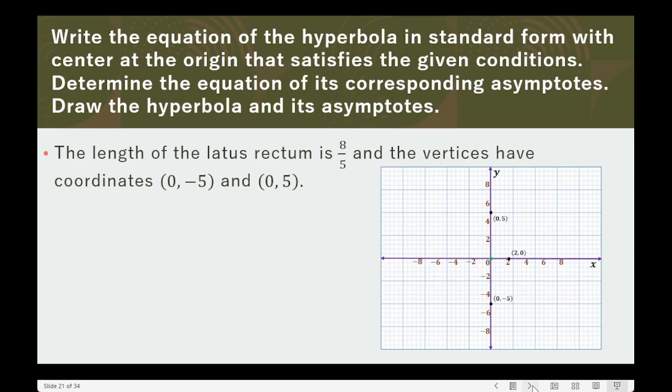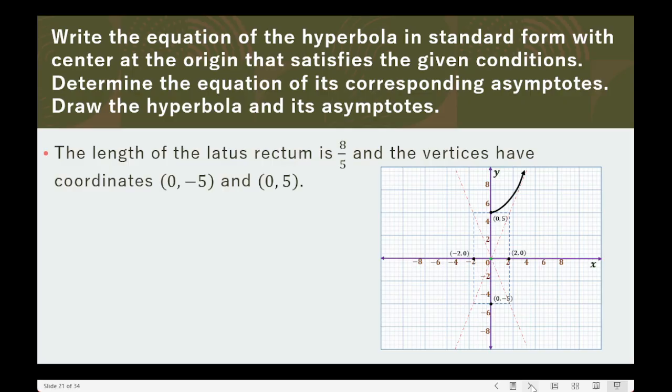Then plot the endpoints of the conjugate axis. So those are 2, 0 and negative 2, 0. Then you draw an auxiliary rectangle whose sides pass through these plotted points, or vertices. Then you draw two asymptotes, which are the diagonals of this auxiliary rectangle.